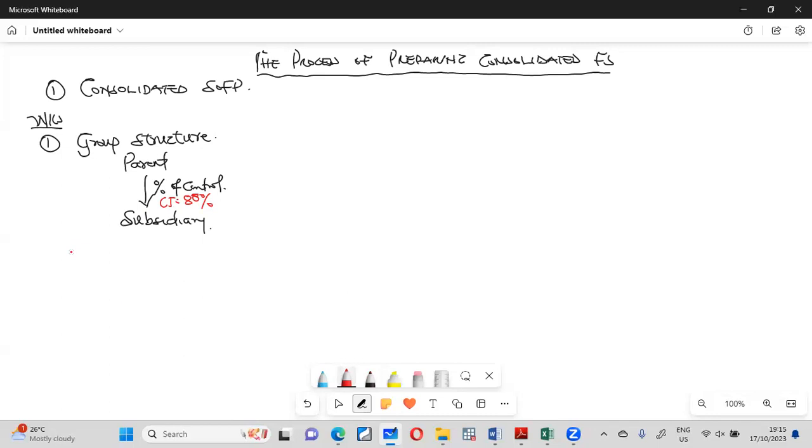Then, don't forget that IFRS 3 business combination also says that we need to identify the acquisition date. So you have to also show the acquisition date. It's very, very crucial. So also show the acquisition date in your workings one.